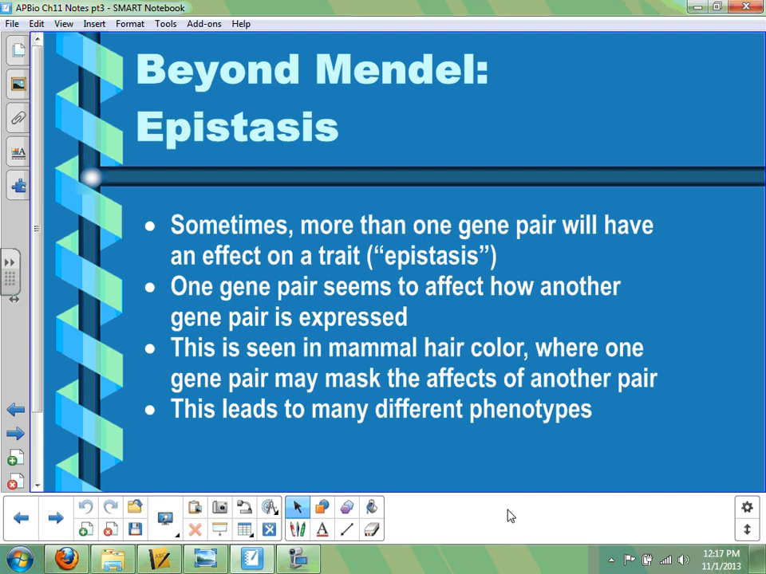So it gives you a lot of different phenotypes that are possible. So in hair color for mammals, we don't just see two things. It's not like in the pea plant where the peas were either yellow or green.